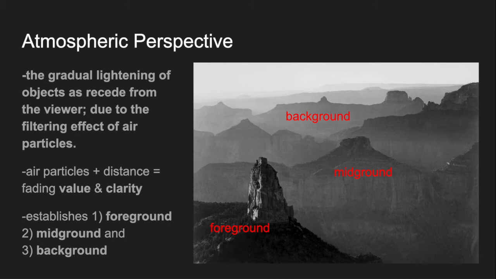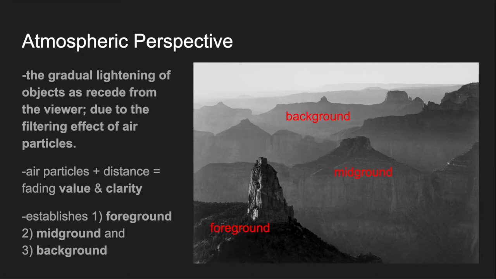Well, how do air particles change perspective? Air particles can reflect whatever is in the atmosphere, and you can think about them as layers of filters. And so the more air particles there are between you and an object, the more filters you're going to be looking through. And those air particles will reflect the light that is in its surroundings.